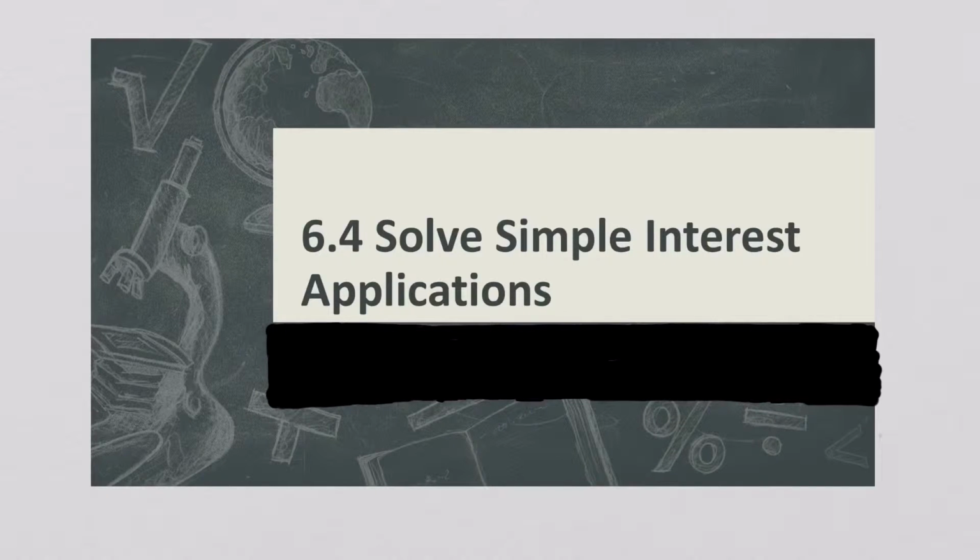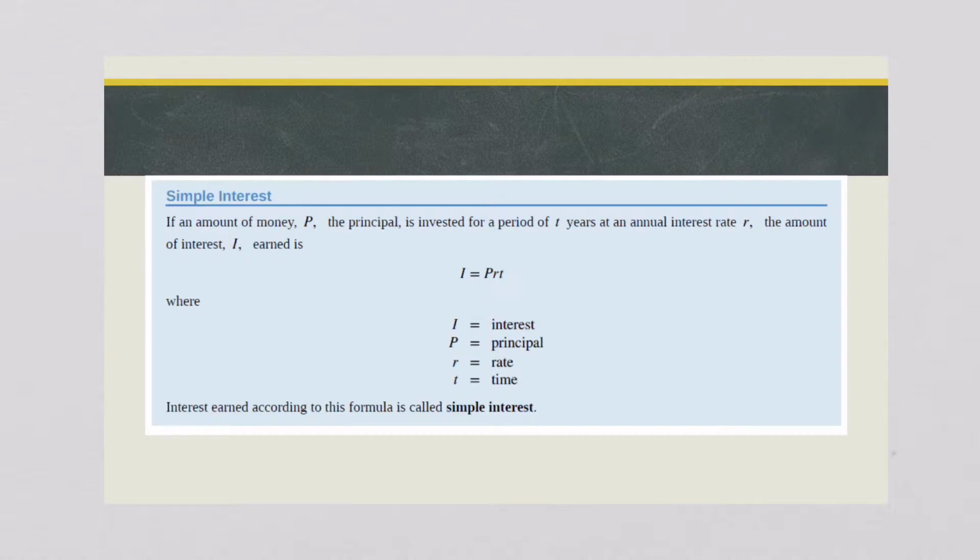Let's learn about simple interest. This formula is the simple interest formula. Interest is equal to principal times rate times time. Now, it's important that you understand that your rate needs to be written as a decimal, and your time is in years, always.